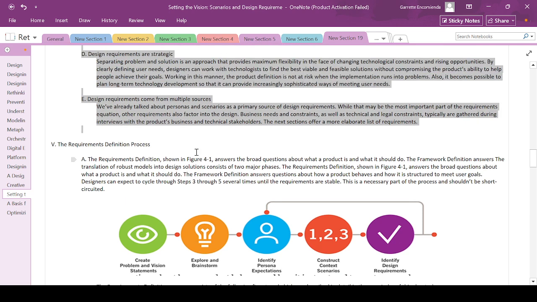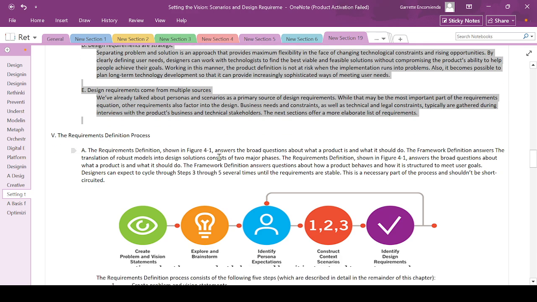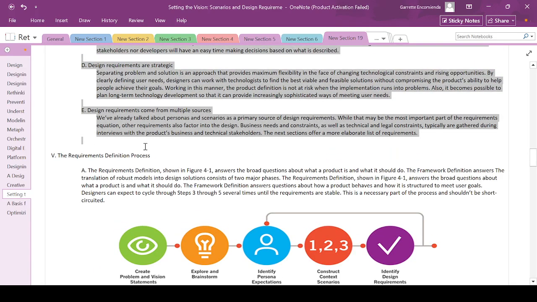Another thing about the characteristics or properties of requirements is that they come from multiple sources. They did not come from the designer alone. We've already talked about personas and scenarios as a primary source of design requirements. While that may be the most important part of the requirements equation, other requirements also factor into the design. Business needs and constraints, as well as technical and legal constraints, are typically gathered during interviews with the product's business stakeholders. So the next sections offer a more elaborate list of requirements.